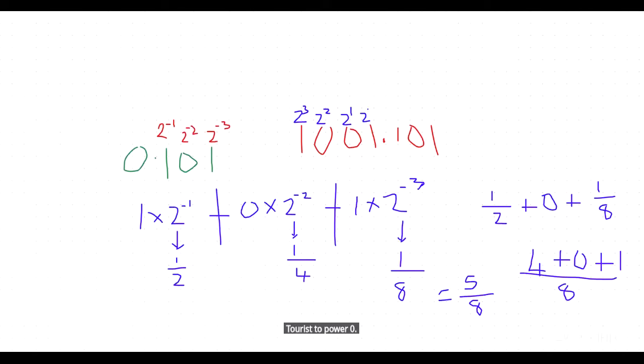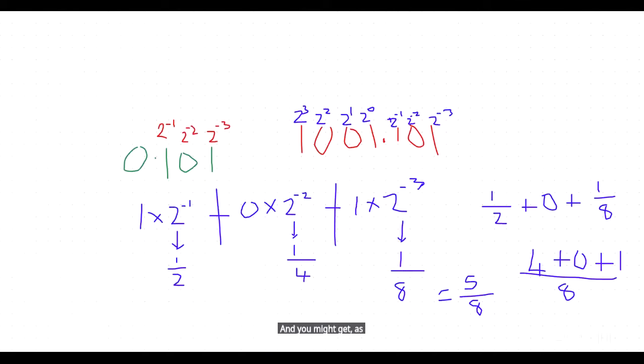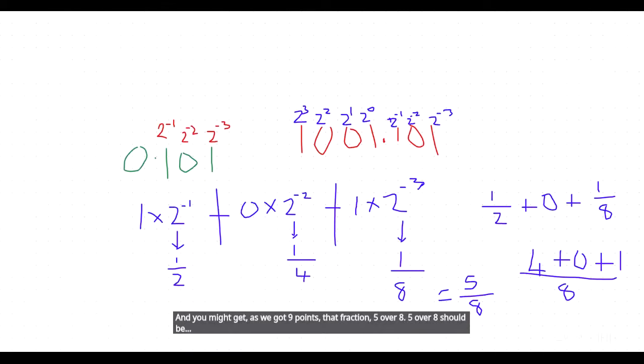2 raised to power -1, 2 raised to power -2, and 2 raised to power -3. You multiply, add. Red times purple plus red times purple plus red times purple plus red times purple. You add everything. And you might get, as we got, 9 point, that fraction, 5 over 8. 5 over 8 should be 0.6 something, 0.625.